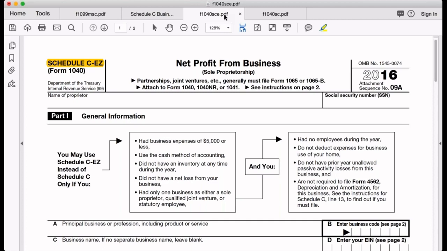So I want to show you this form first, and this is a Schedule CEZ. This is also known as the short business form. So write that down: the short business form, Schedule CEZ, and you're gonna be able to see that it's a little similar to the Schedule C, to the long form, but we're going to figure out today why it's called a short form.